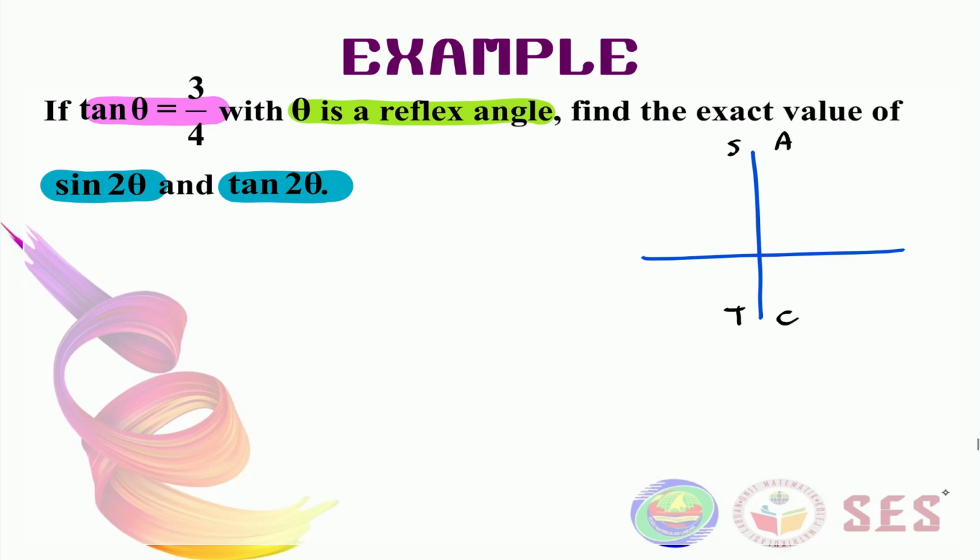Reflex angle, if you can recall back in our very first video, is the angle that is between 180 degrees and 360 degrees. So the only quadrant that fits our condition here is the third quadrant. So let's sketch our triangle in the third quadrant here. This is theta. And we know that from SOHCAHTOA, tan is opposite divided by adjacent. So its opposite here will have value 3 and its adjacent here will have value 4.